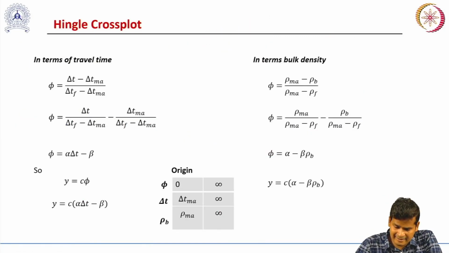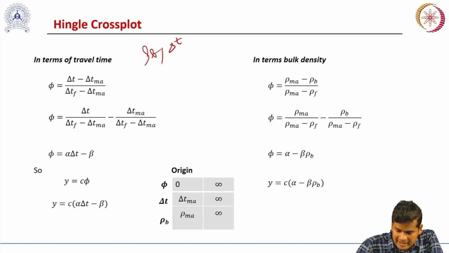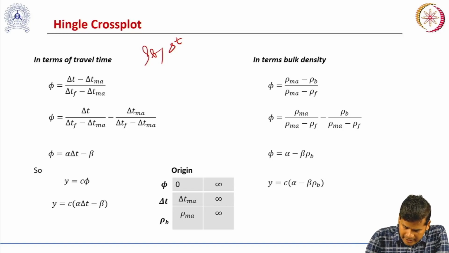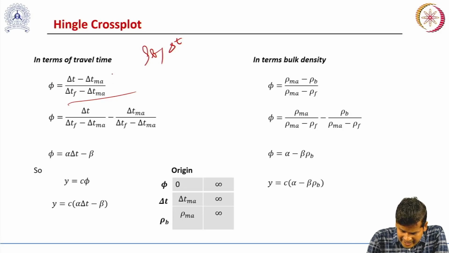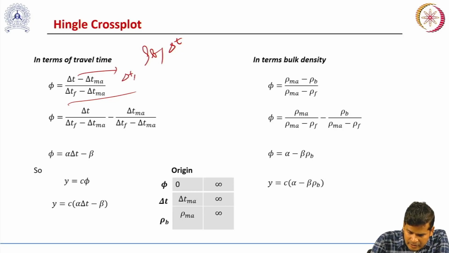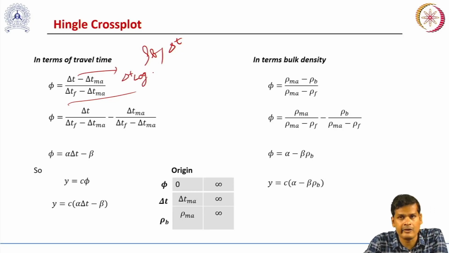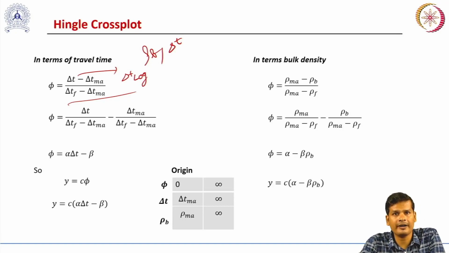Now let us see how this cross plot can be plotted in terms of rho b and delta t. So we know that in case of the sonic log, the porosity equation is given as phi is equal to delta t minus delta tma divided by delta tf minus delta tma. Again, sometimes delta t is also written as delta t log. Delta t means the log reading recorded by the tool. Delta tma is the formation matrix travel time, delta tf is the fluid travel time.